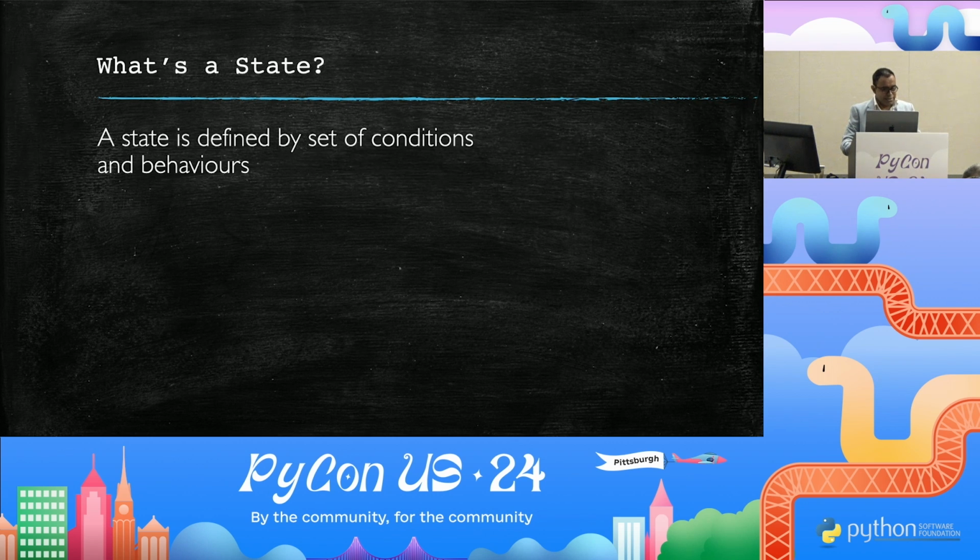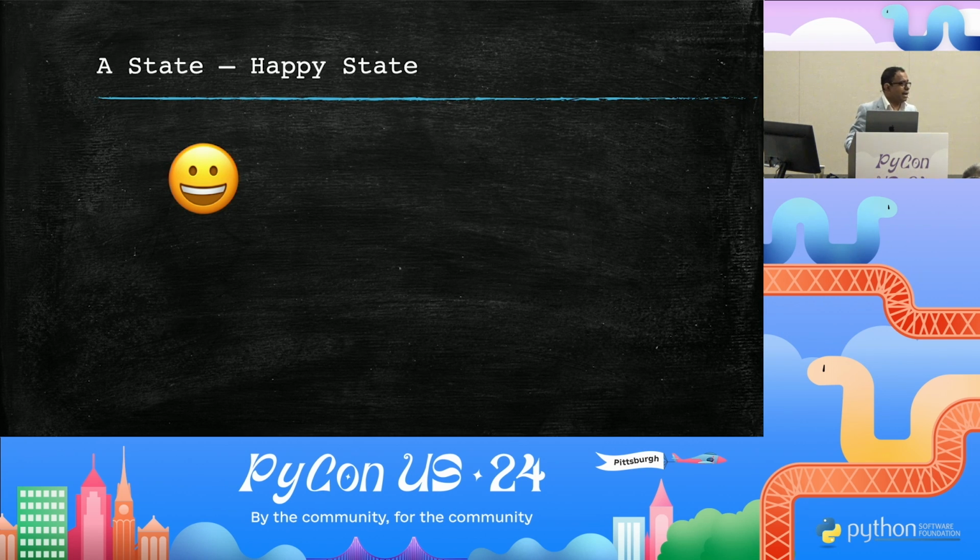So state is defined by conditions and behavior. Which state am I in? Let's see an example. I am in a happy state, right? Conditions and behavior define my states. Conditions: what all things I can do in this state. Behavior: what my outcome will be in this particular state.